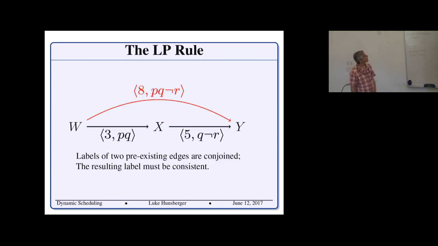Here's an example of the labeled propagation rule. This is just like ordinary constraint propagation. You can see 3 plus 5 is 8. But what happens with the labels is we just conjoin them. So we have PQ and Q not R. You conjoin them together and you get PQ not R. So for this rule, the label has to be consistent.